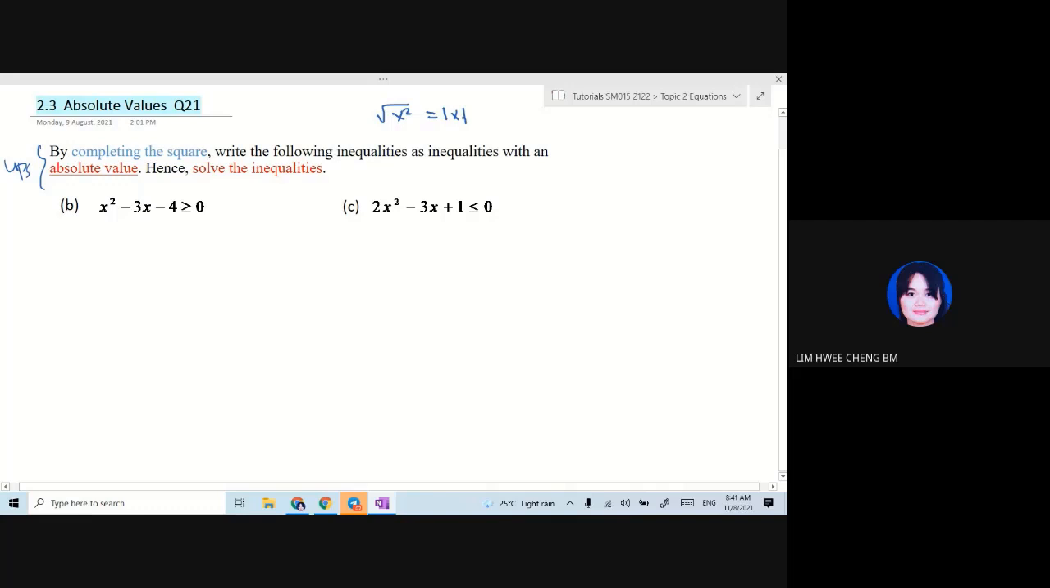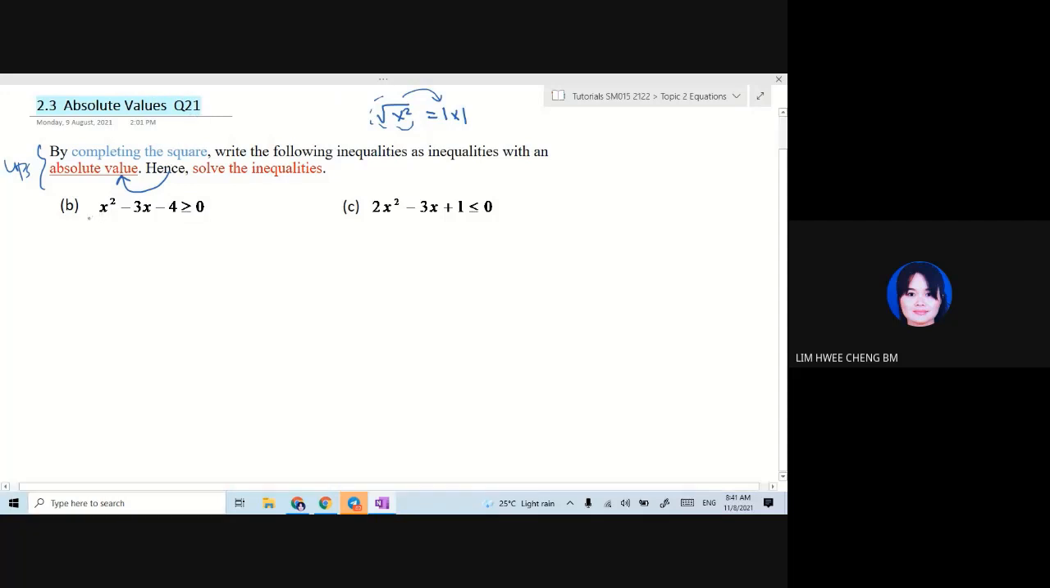Okay, so I have to do something of this until I get this part, and I can convert to the absolute form. Okay, and hence you solve the inequality. Hence, maksudnya from here, from the absolute value inequality, you solve the inequality, bukan from the completing the square. Okay, so first of all, we look at question number B. This is question 21 in your tutorial book.